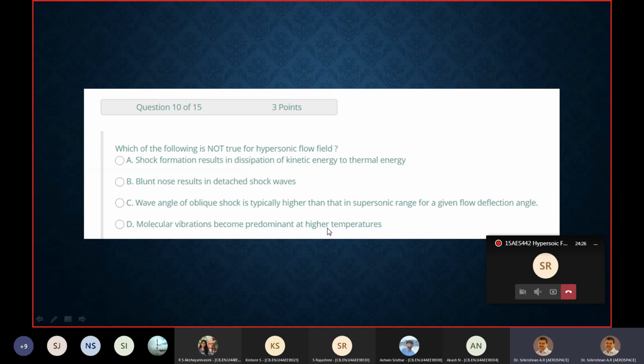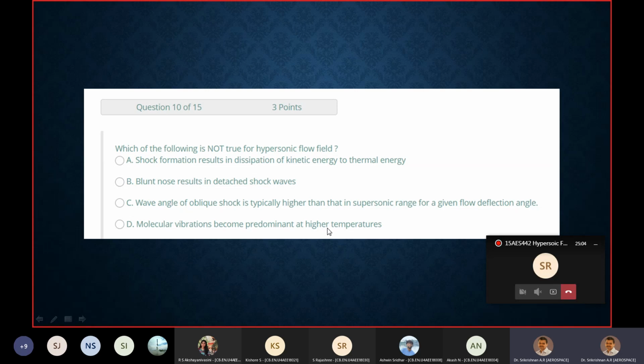We know that for a given deflection angle, when theta is specified, the value of beta, the wave angle, decreases when there is an increase in Mach number. This observation we have used several times, including in the formulation for similarity and the calculation for hypersonic limits. It's a constantly used observation that for a given theta, beta will be smaller for higher values of Mach number.